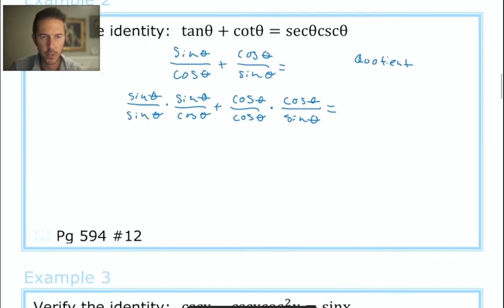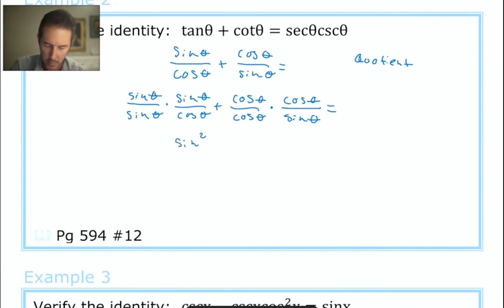Now my first numerator is sine times sine, which is sine squared theta. And plus, my second numerator is now cosine squared theta. And yes, sine squared really is shorthand for sine theta, in parentheses, squared. So sine times sine makes sine squared. All right, and that's all over our common denominator of sine theta cosine theta.